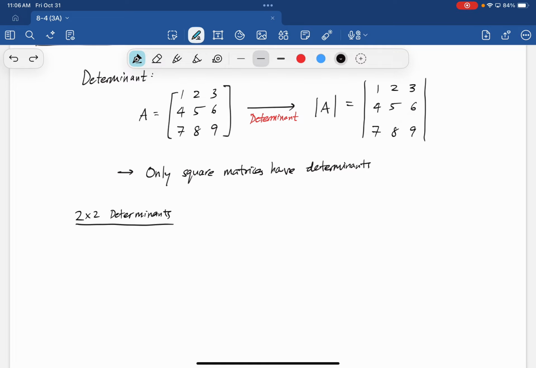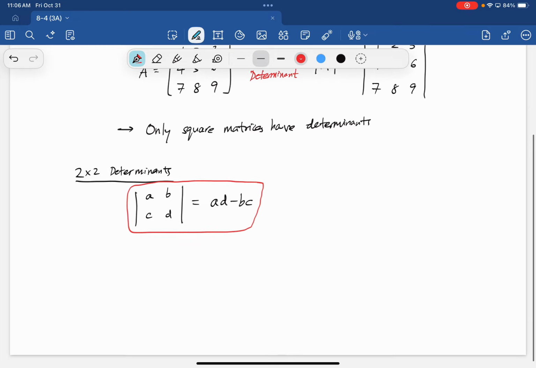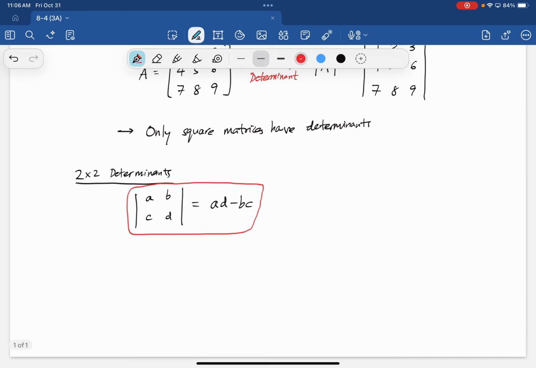Okay, 2x2 determinants. We already learned this formula, right? What was the inverse for 2x2? The determinant for a 2x2 matrix, we must memorize, is AD minus BC. Well, an inverse is an actual matrix. The determinant is a number. They're not the same thing. But we use the determinant to find the inverse, right? We had 1 over AD minus BC and D minus B minus C A. Okay, so you see a lot of similarity with the inverse, right?